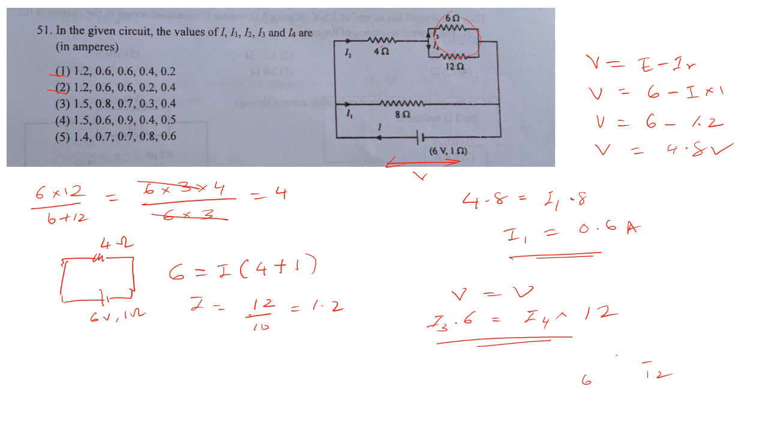From this relation we can argue whether the answer is the first one or the second one. We can see that I3 should be the larger value. So the answer is the first one, because I3 and I4 are 0.4 and 0.2. This into this should be equal to this and this, and since this is large, this has to be smaller. So the answer is the first one.